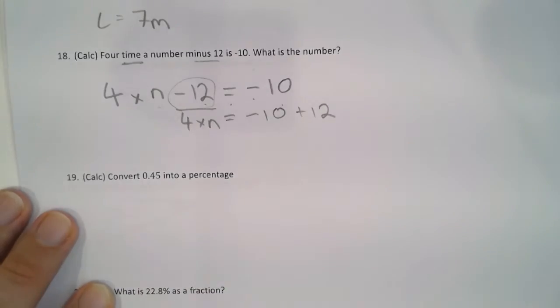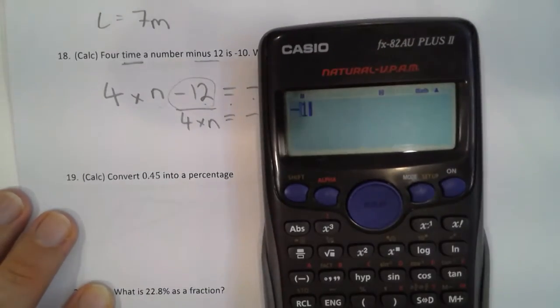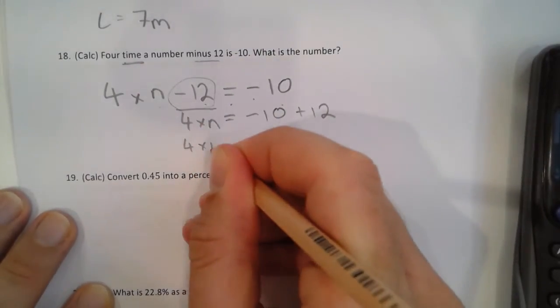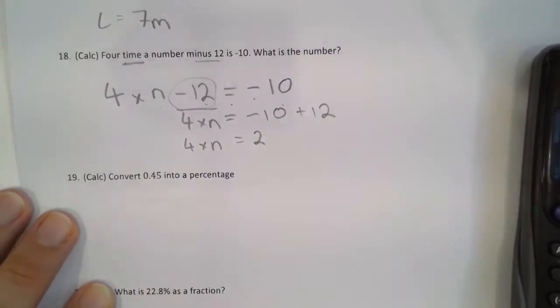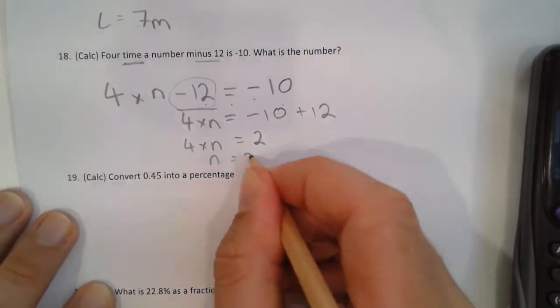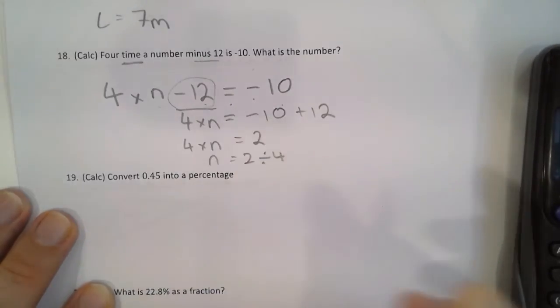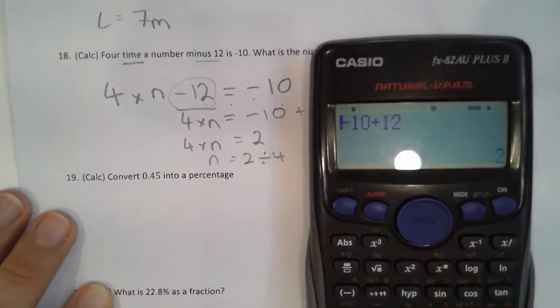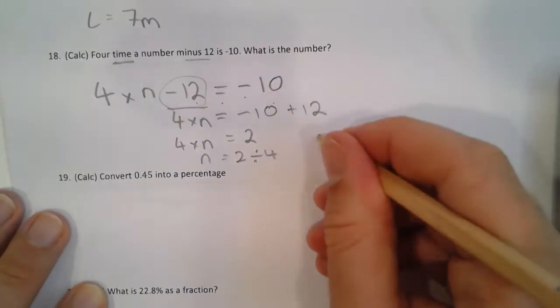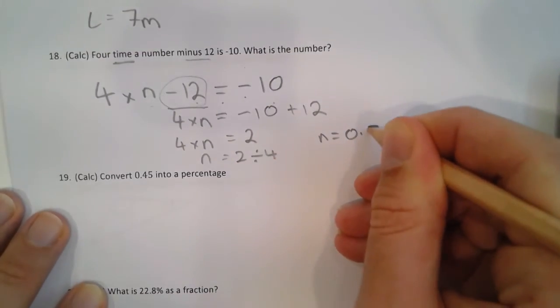Now minus 10 plus 12, why not use your calculator? It is a calculator question. It is 2. So therefore 4 times n equals 2. Because it's multiplied by 4 on the left side, it's divided by 4 on the right side. Don't just guess, type it in, because the answer is 0.5. Take your time there. That's the number.